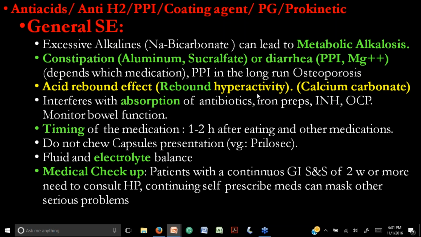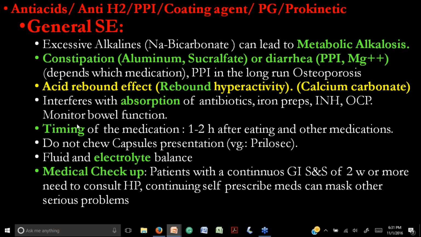All right, so here we have a summary of what I found. For example, sodium bicarbonate. If you take too much, you're going to have metabolic alkalosis. Constipation: aluminum and sucralfate. This is the coating, and this is the antacid. And they are going to cause diarrhea, for example PPI, nausea, vomiting, diarrhea, PPI, and magnesium. High yield, please, high yield. Okay, so we have calcium bicarbonate that is going to produce the rebound effect.